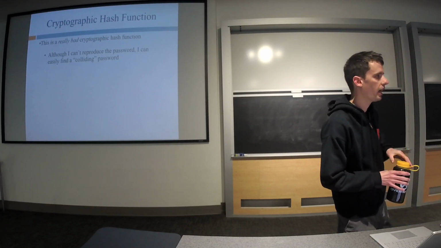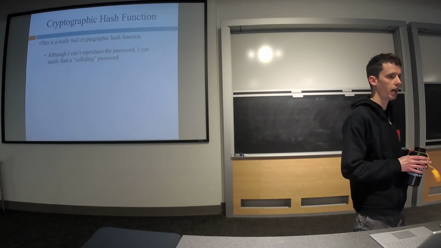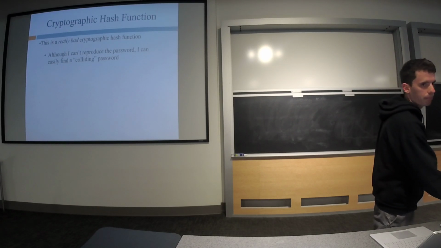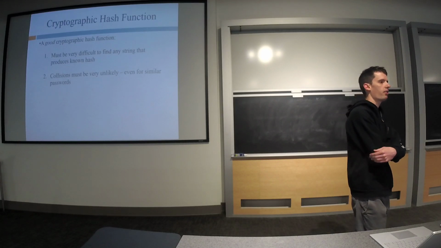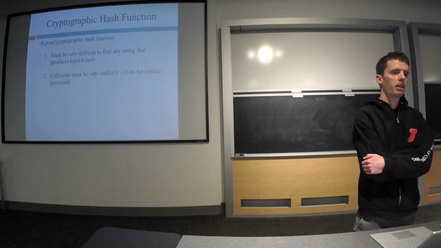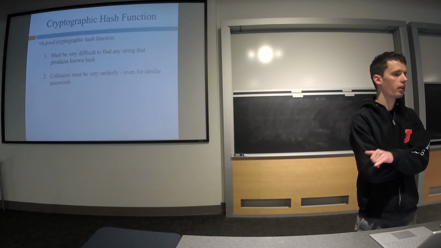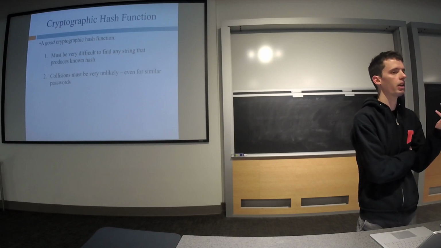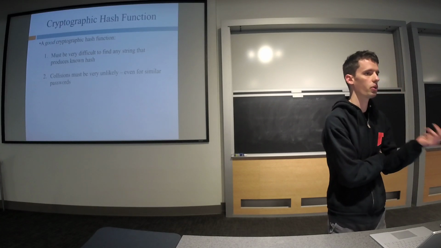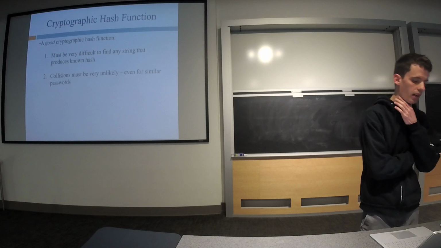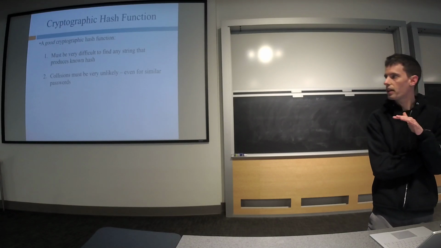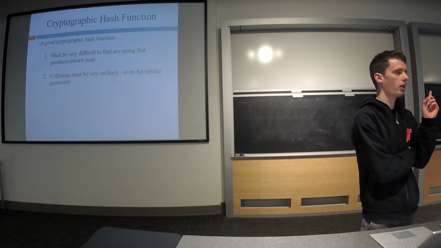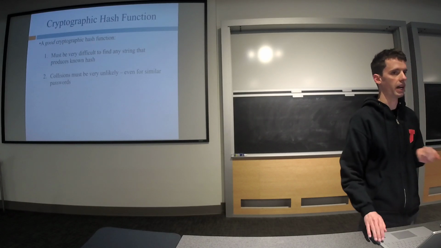So although I can't tell you what the password was, I can easily find a colliding password that will let me in. Okay. So it has to follow additional rules. It has to be extremely difficult to find a string that produces a known hash. If I steal a hash, it has to be basically impossible to figure out what the original password is that produced that hash. So it has to be truly one way. And collisions, this is kind of the same idea, but collisions have to be very unlikely, even for similar passwords. So even if one character is off, it has to produce a wildly different hash.